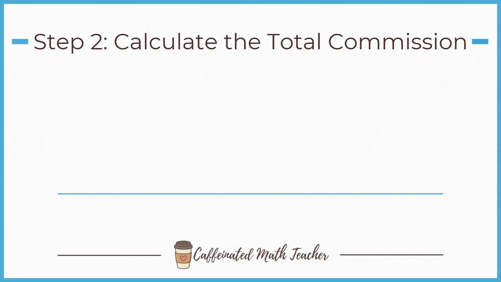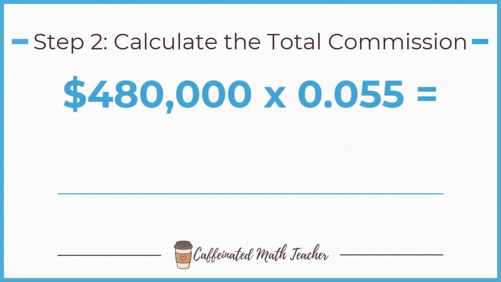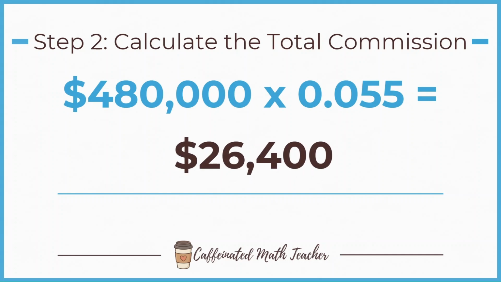Next, we calculate the total commission by multiplying the sales price by the commission rate. So $480,000 times 0.055. Remember that decimal is what we need to write, not the percentage, even though it is given as a percentage rate. We have to include the decimal. This is equal to $26,400. This is the total commission for the sale.